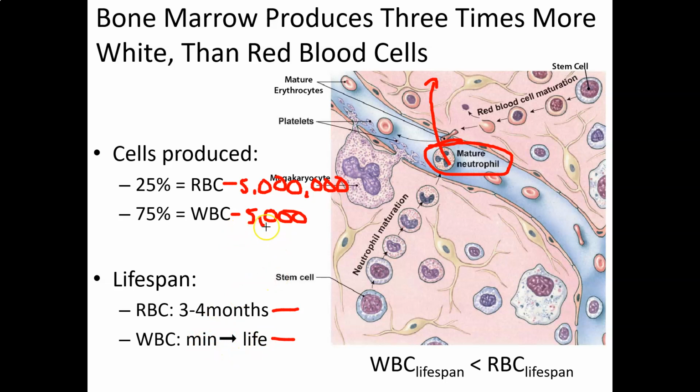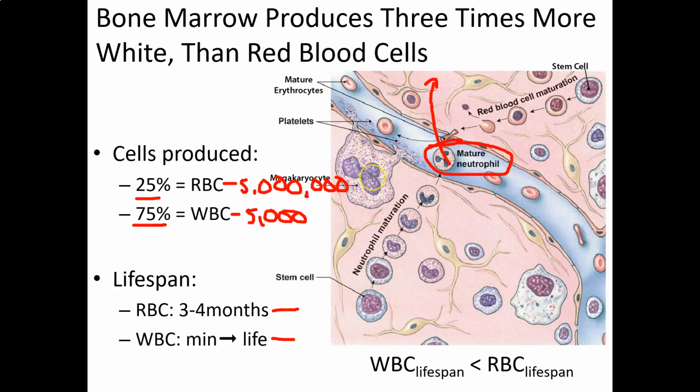So even though there's significantly fewer white cells than there are red cells, the actual production in the bone marrow is 75% white blood cells, and only 25% red blood cells because of that. So you don't just look at the total number, you look at the lifespan.